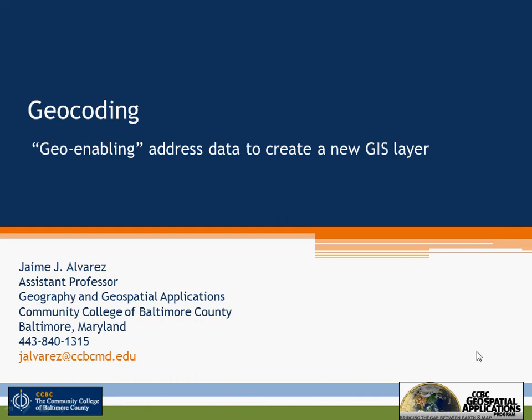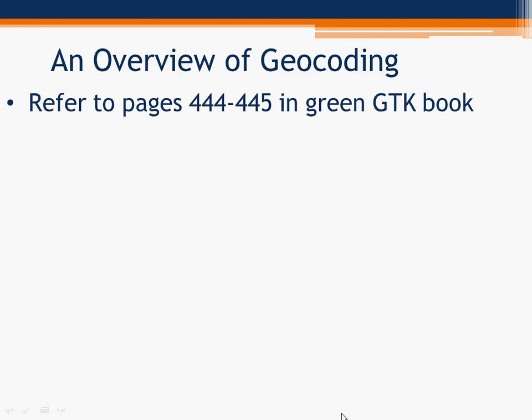Okay, so here we go with a brief overview of geocoding, geo-enabling our address data to create a new GIS layer. I, by all means, do not want this to be too much of a lecture. I just want this to be a quick overview. And so I want to refer you to pages 444 and 445 in the green GTK book. Basically, the next several slides summarize everything that they're talking about as you lead into chapter 17.